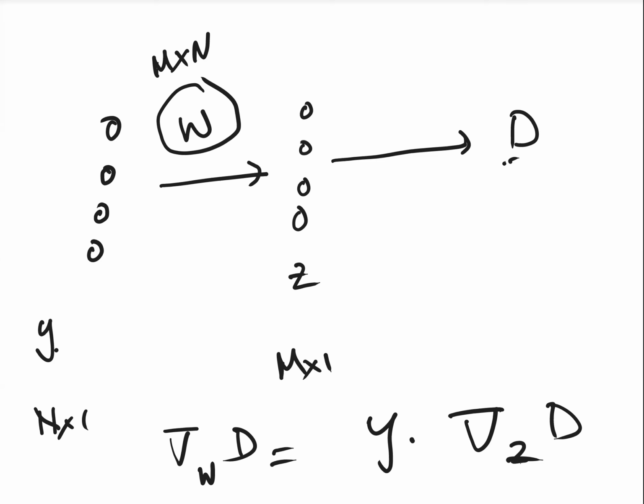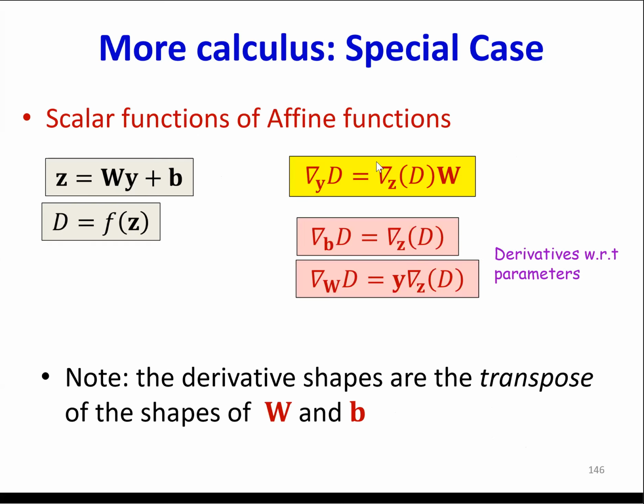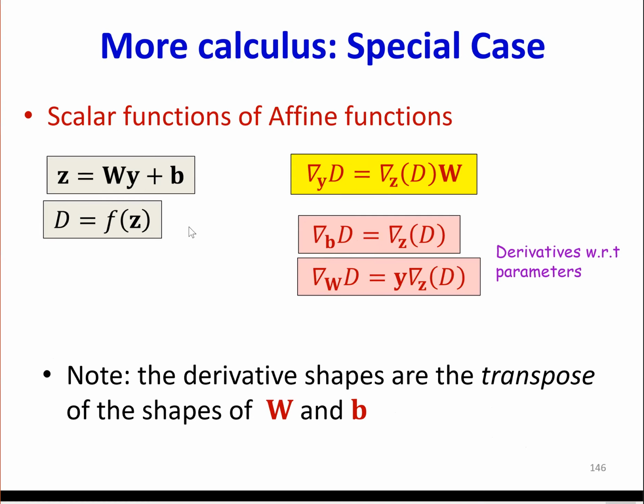Thank you. So that's where these two formulae came from. The derivative of d with respect to b is simply going to be the derivative of d with respect to z, because z is identically related to b, right? But the derivative of d with respect to w is y times the derivative of d with respect to z.